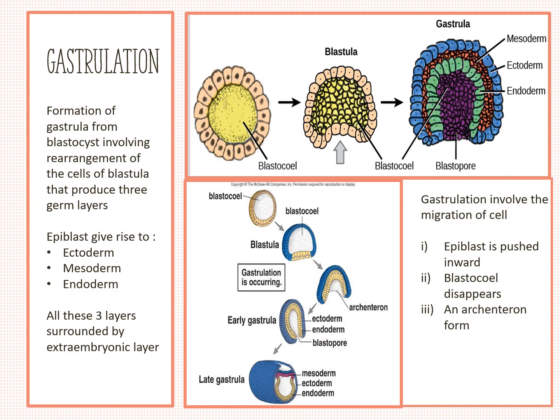Gastrulation is the formation of the gastrula from the blastula, involving the rearrangement of the cells of the blastula that will produce three germ layers. Epiblast will give rise to ectoderm, mesoderm, and endoderm. All of these three layers will be surrounded by extra-embryonic layers. Gastrulation involves the migration of cells where the epiblast will be pushed inward, the blastocoel will disappear, and the archenteron will form.